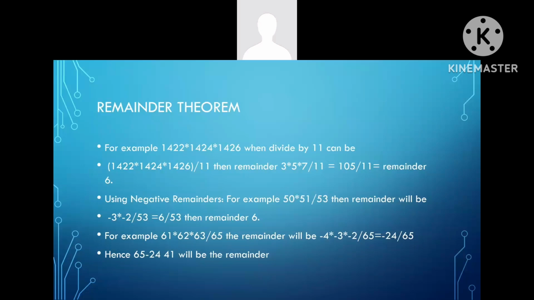For example, 61 into 62 into 63 by 65. The remainders will be 61 by 65 is minus 4, 62 by 65 is minus 3, 63 by 65 is minus 2. Hence, minus 4 into minus 3 into minus 2 by 65 equals minus 24 by 65. Hence, 65 minus 24, that is 41, will be the remainder.